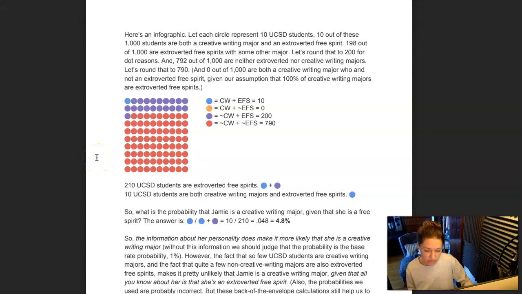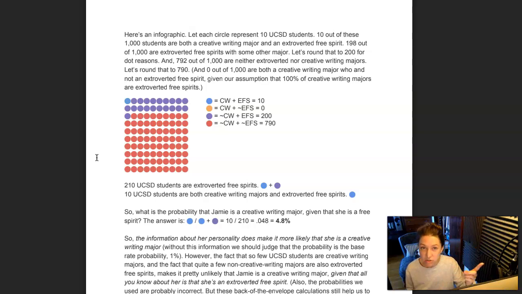Okay, so how do we figure out what is the question we're asking? We're asking, what are the odds that Jamie has a particular major, is a creative writing major, given this description about her personality? If we weren't given the description about the personality, what we just need to know is, well, how many students are creative writing majors? That's our only information, and we'd say there's a 1% chance she's in this group.